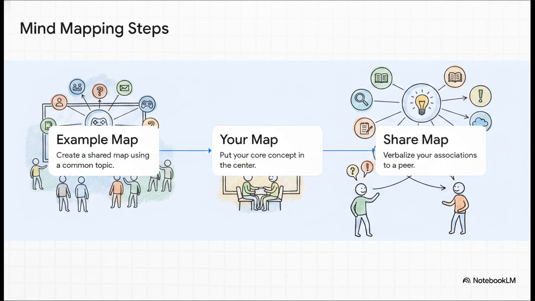Finally, step three, share it with a partner. This is a massive step. Do not skip it. Verbalizing your weird web of associations to a peer actually gives you the room to explore and articulate what you're noticing about your own topic.